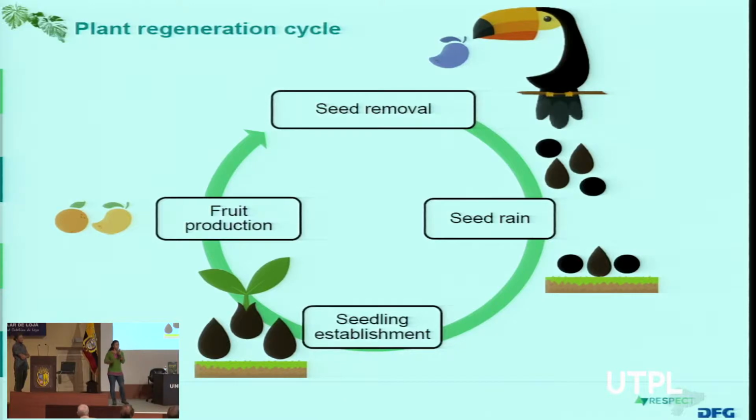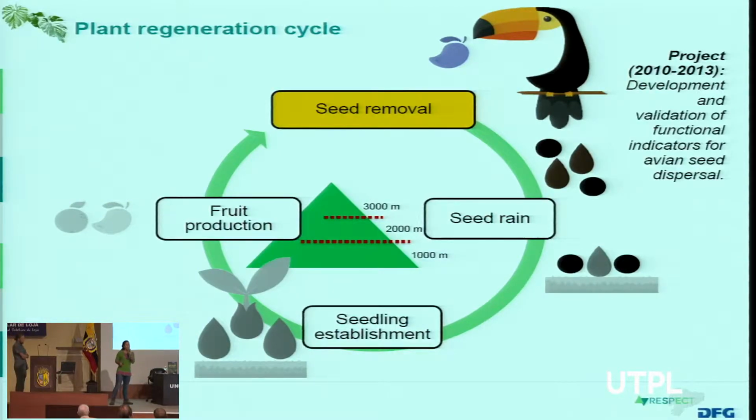To understand this cycle, we have this graph with at least the four main processes involved in it: seed removal, seed rain, seedling establishment, and fruit production. As most of you know, in the previous project some colleagues started with seed removal, in the project from 2010 to 2013, development and validation of functional indicators for avian seed dispersal.